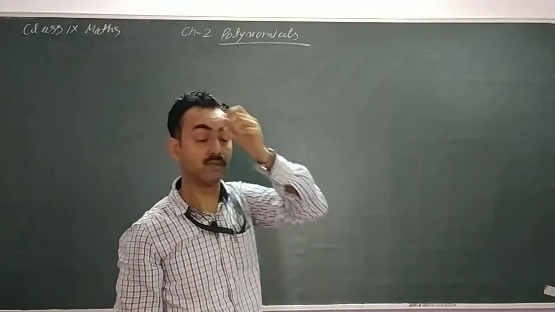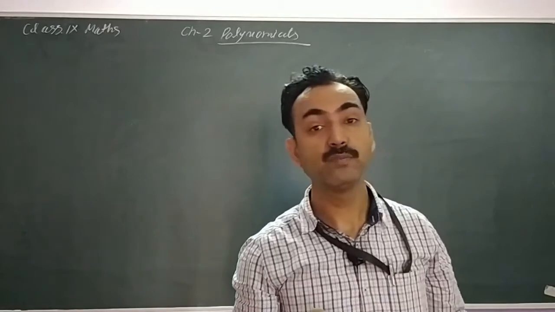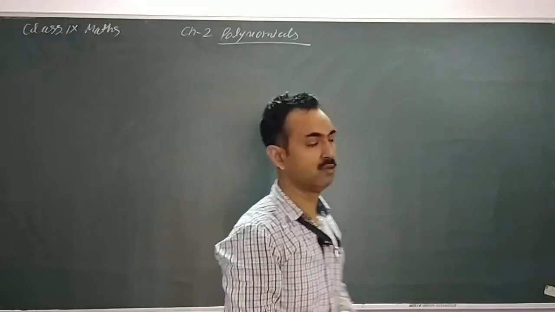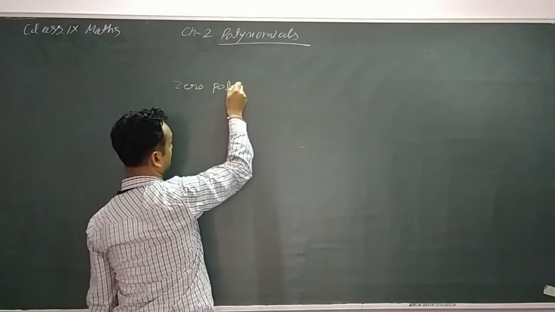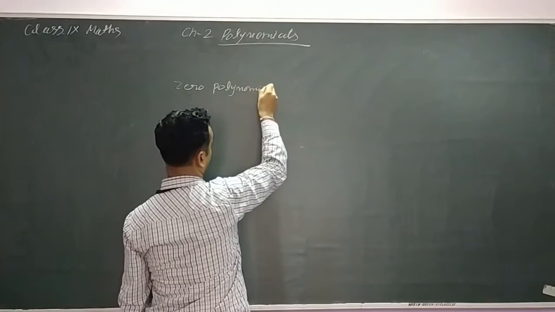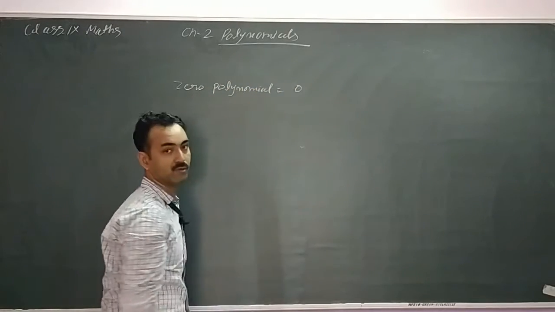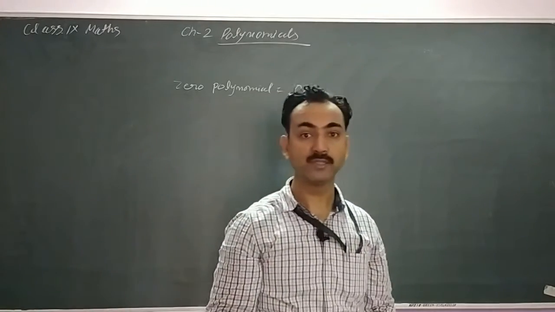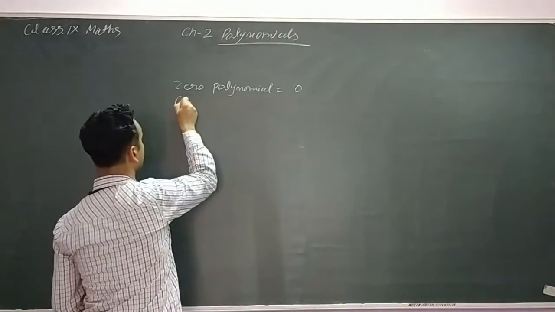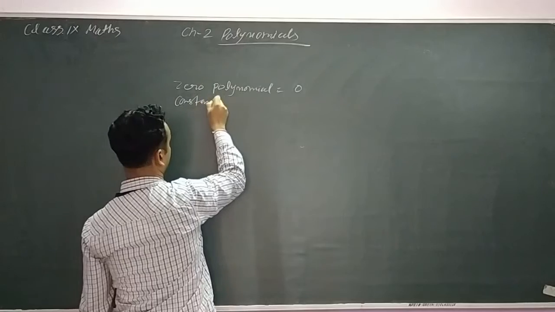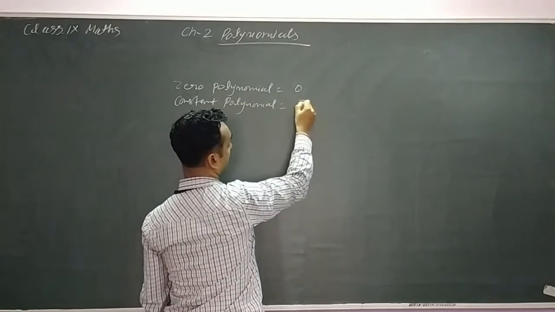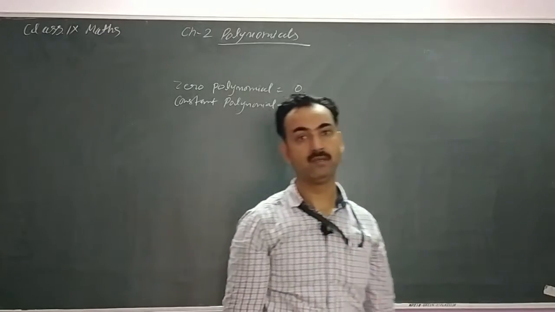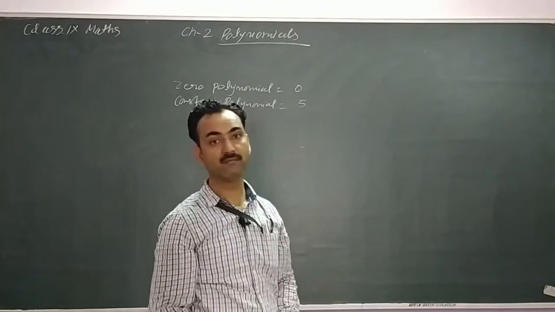Now the zero polynomial. A zero polynomial is a polynomial which has only 0. Now a constant polynomial is a single number without a variable. A constant polynomial does not contain a variable.